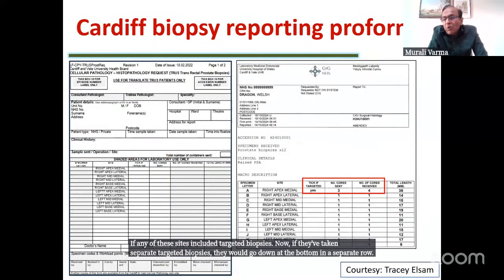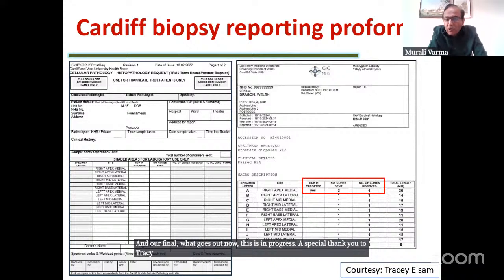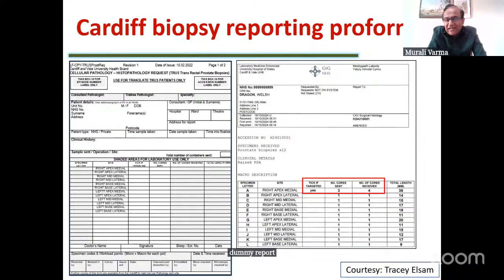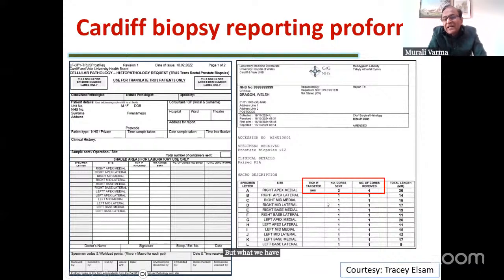And what goes out now, this is in progress. A special thank you to Tracy Elsom in my laboratory, who's prepared this dummy report for me from a Welsh dragon. Now, we obviously got some very brave urologists who are willing to needle a Welsh dragon. And I can assure you these Welsh dragons can be pretty fierce, right? But what we have here, you can see it clearly would tell us that from the right apex, this was targeted. So they had seen a lesion at the right apex, which was targeted.